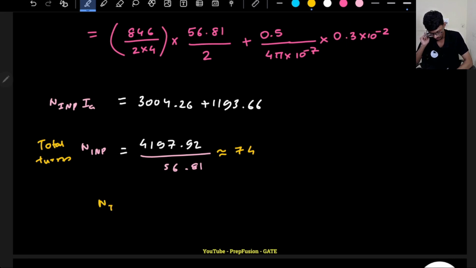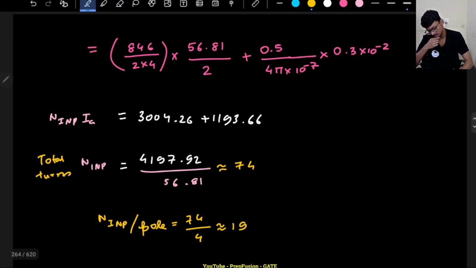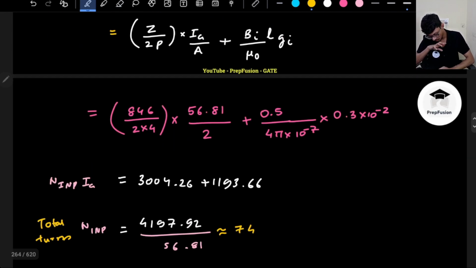So N interpole per pole will be 74 divided by the number of poles, that is 4. If I divide this by 4, this roughly will come out to be 19. So 19 here will be the answer, because this N interpole into Ia was the total mmf. I had not calculated it per pole, right? I had not divided by per pole. This is the total mmf.